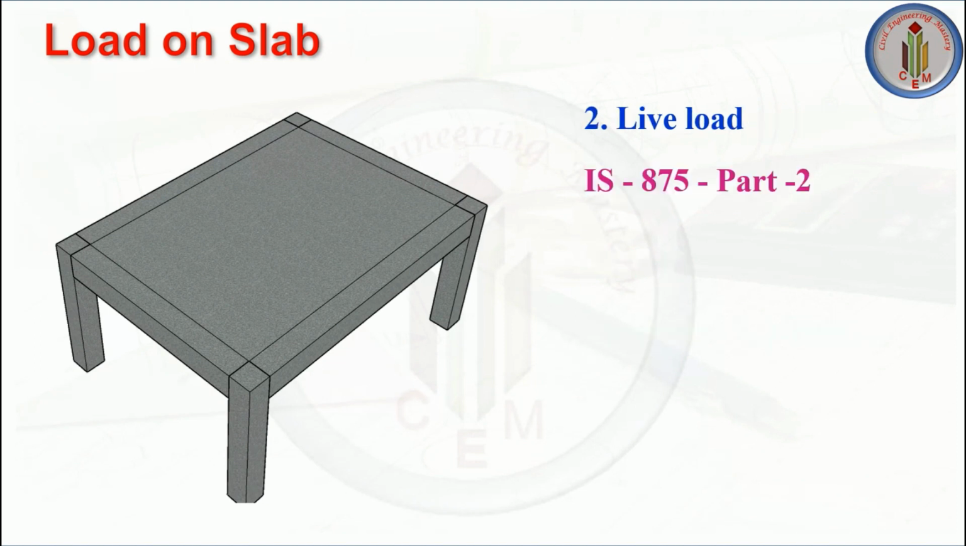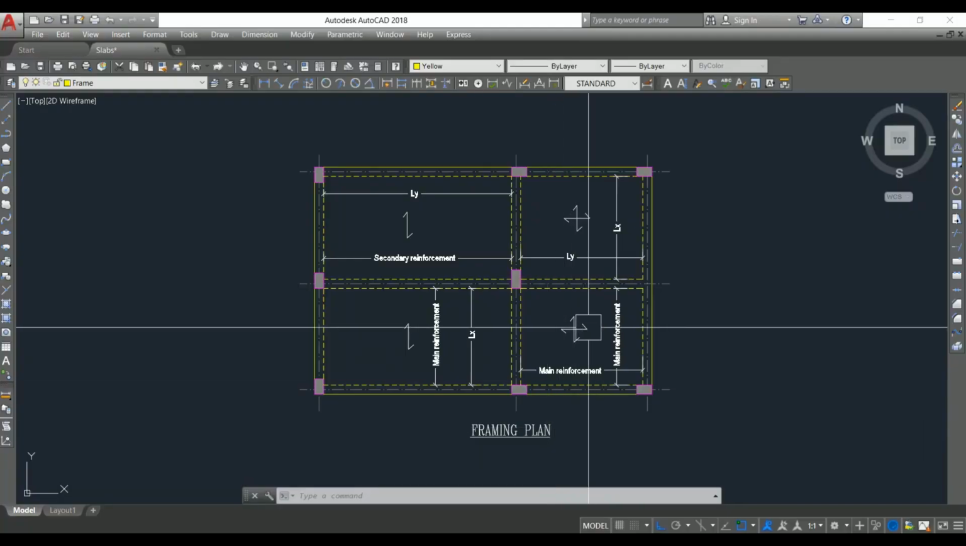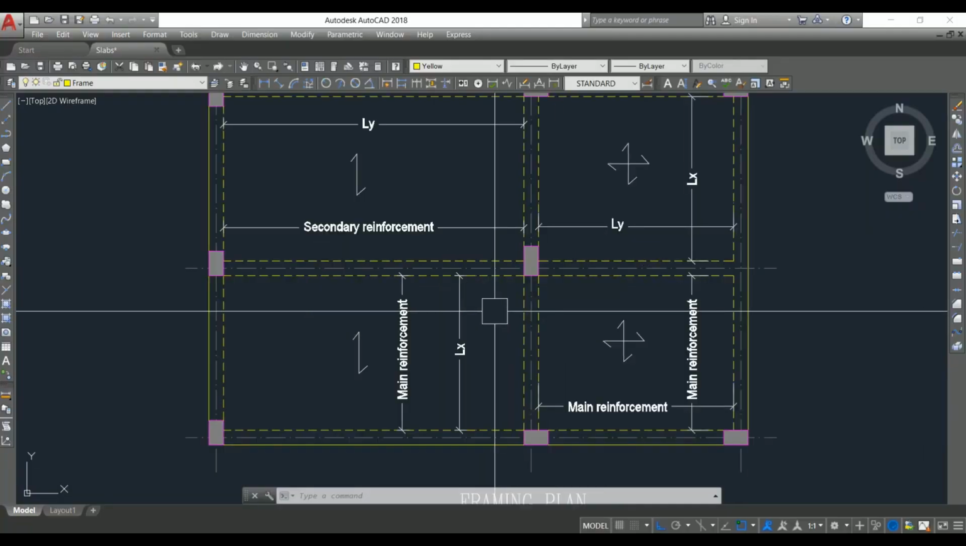Next, live load. Live load as per IS 875 part 2 for residential building is 2 kilonewton per meter square. It will not be the same for all other buildings. In IS 875 part 2, it is clearly mentioned for all types of building. For example, what is the live load for commercial building? What is the live load for school building? What is the live load for commercial shopping building and hospital building? Everything is mentioned in IS 875 part 2. Now let me show you one-way slab and two-way slab in framing plan.